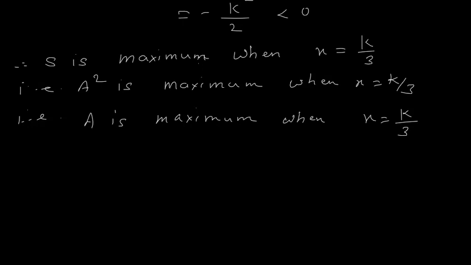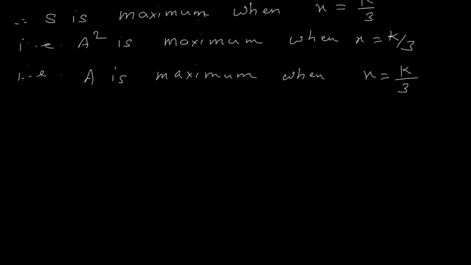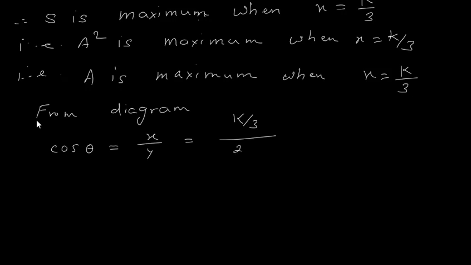Now we have to find the angle theta. If you see this diagram, cos theta we can write as x upon y. So from the diagram we have cos theta equals x upon y, where the value of x is k upon 3 and the value of y is 2k upon 3, that is half. So cos theta is half.